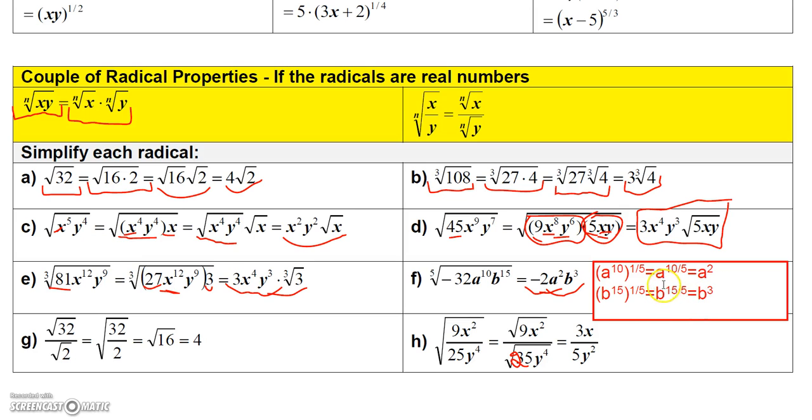So basically all you're doing is dividing the 5 into the 15 to get b cubed, and the 5 into the 10 to get a squared. Okay, so that's a little shortcut you can use there.